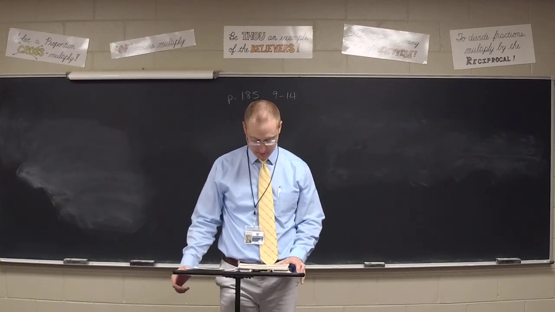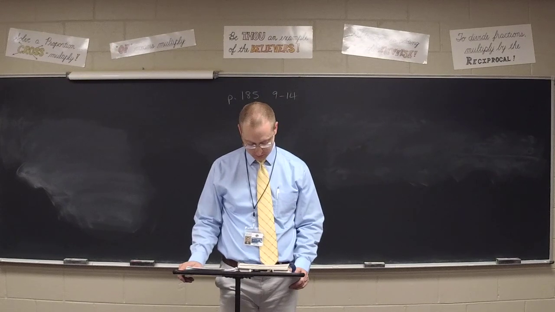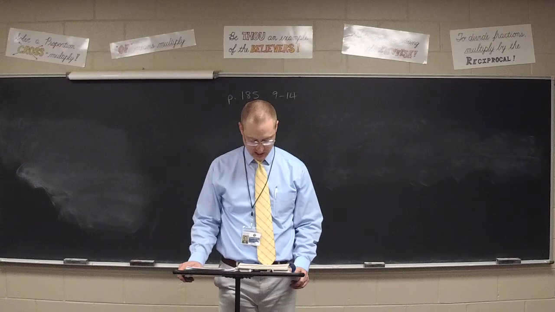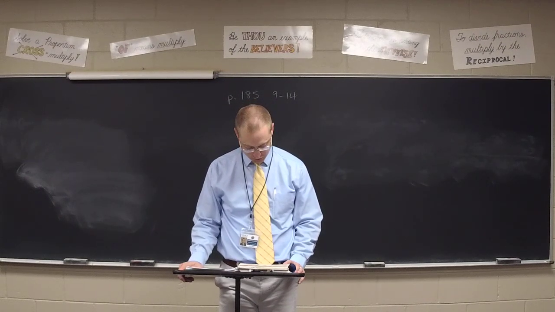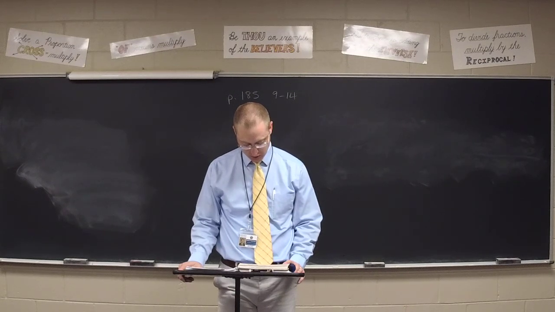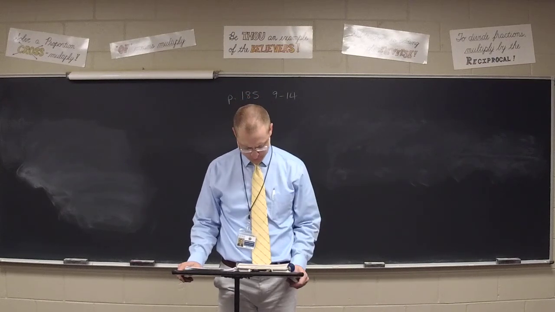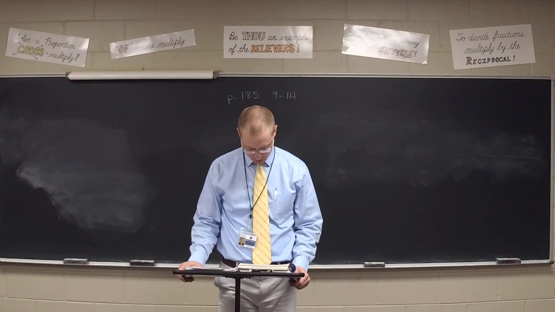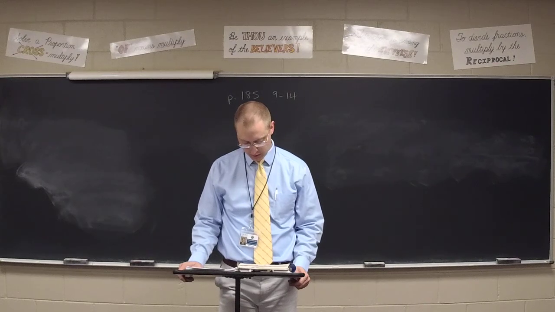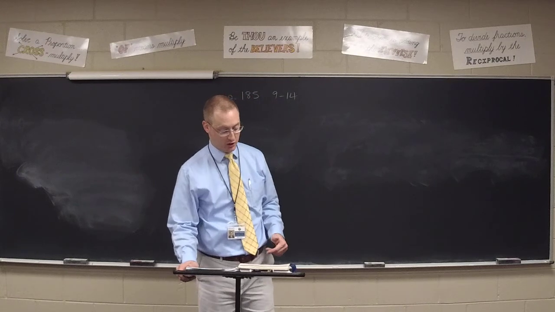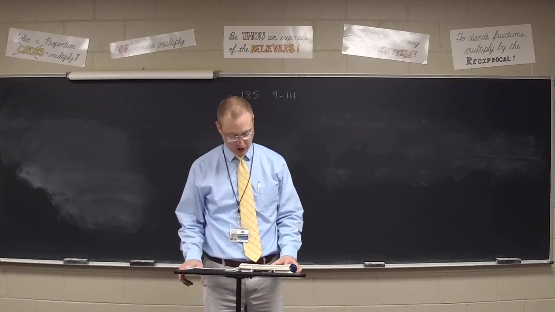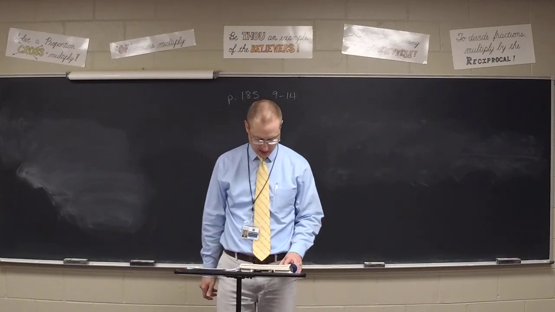Number 11, Joshua. 6a squared, positive 2a, negative 16. Fantastic. Number 12, Dylan. 4x to the 4th, negative 3x cubed, negative 2x squared, negative 2x. Adam? Positive 4x to the 4th, negative 3x cubed, positive 6x squared, negative 6x. Yes, it should have been a positive 6x squared, negative 6x at the end. So again, the answer is 4x to the 4th, negative 3x cubed, positive 6x squared, negative 6x.